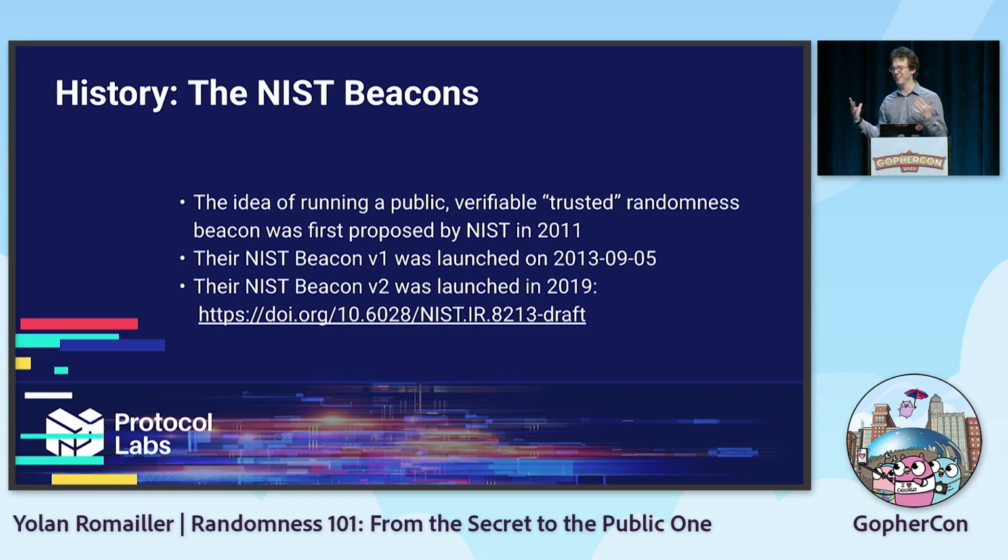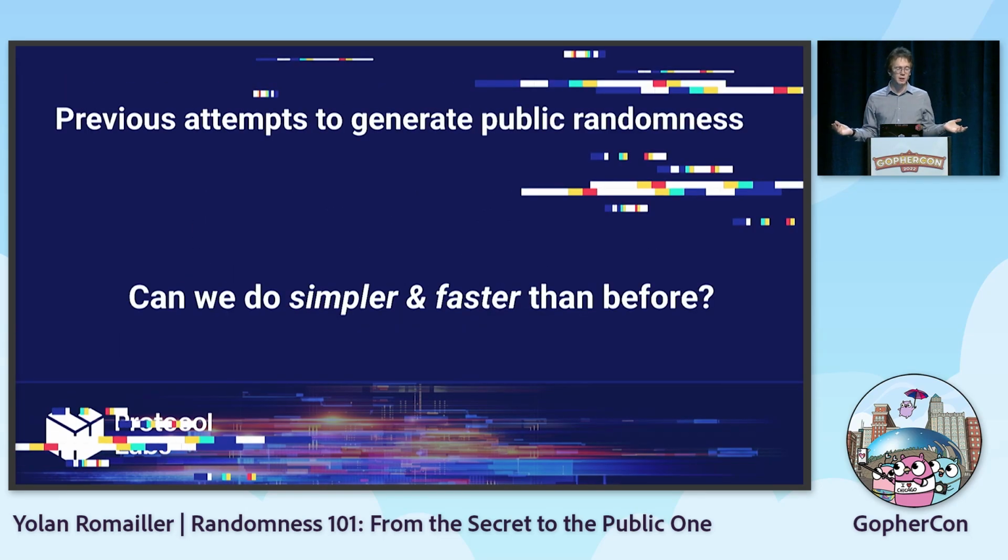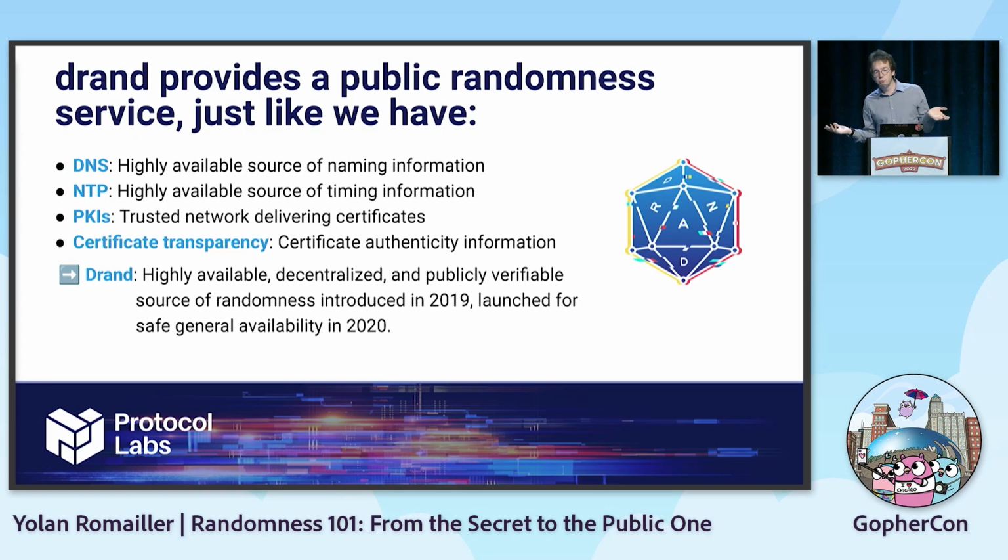So the question is obviously, can we do something simpler? Can we do something faster than what has been done in the past for public random values? And the answer that my team had was, we can do distributed randomness using open source software and provide a service that would be just like we have DNS or NTP servers. We provide free public verifiable randomness to anybody to use. And that was launched in 2019 by a team of organizations, including Cloudflare, a couple universities, and so on.